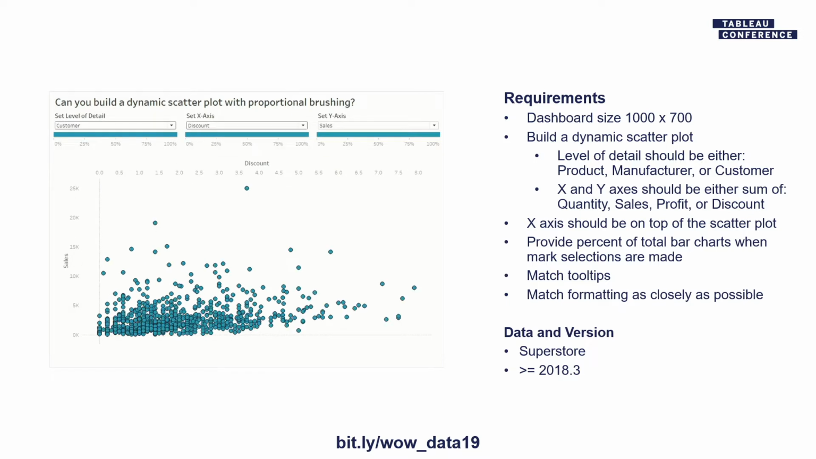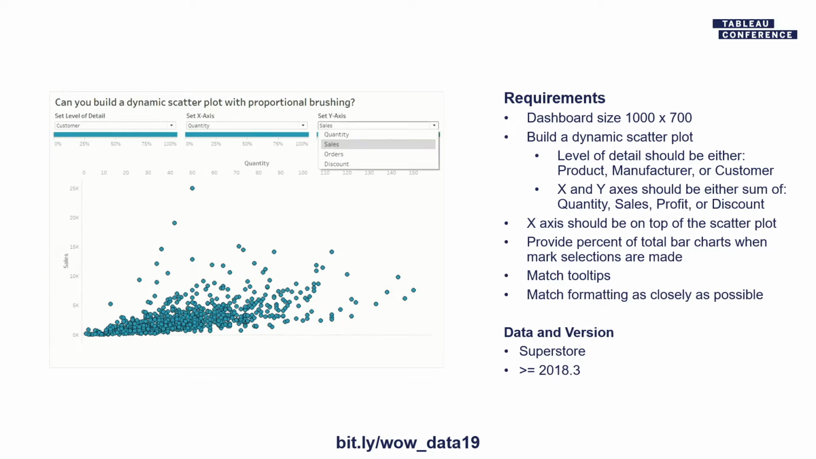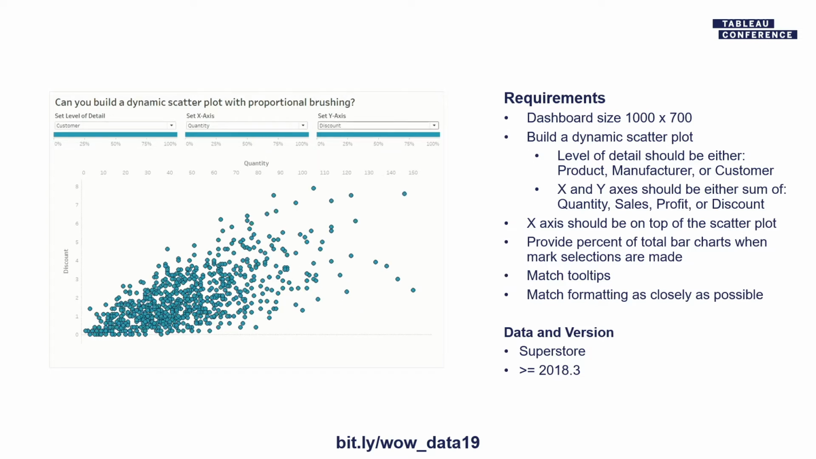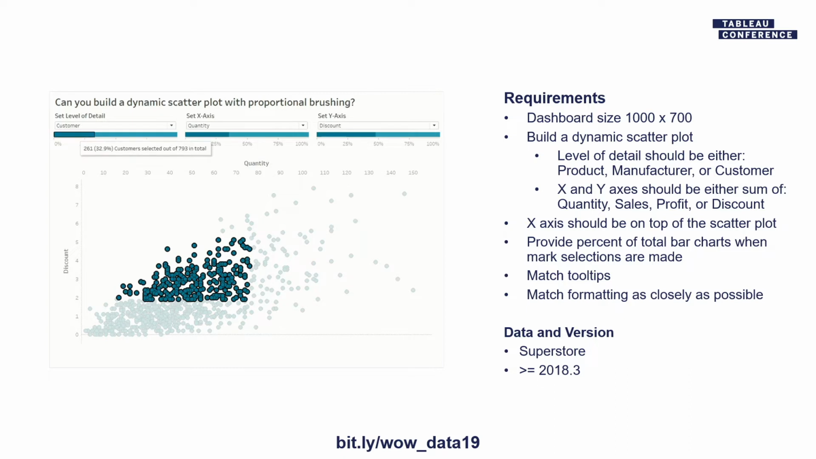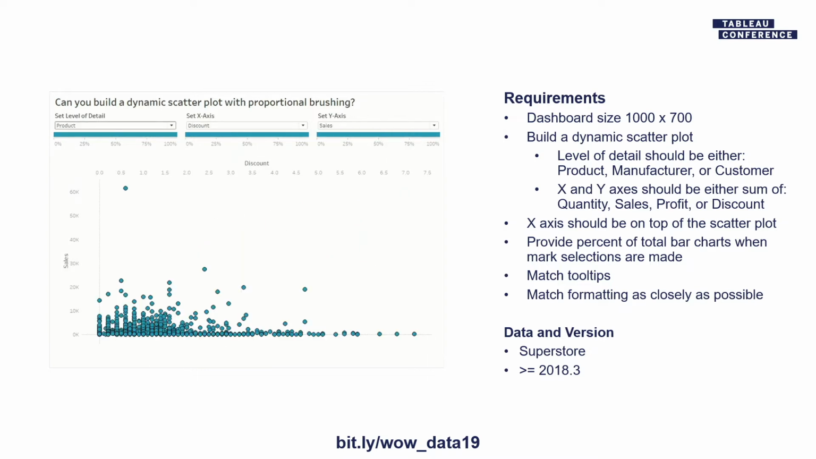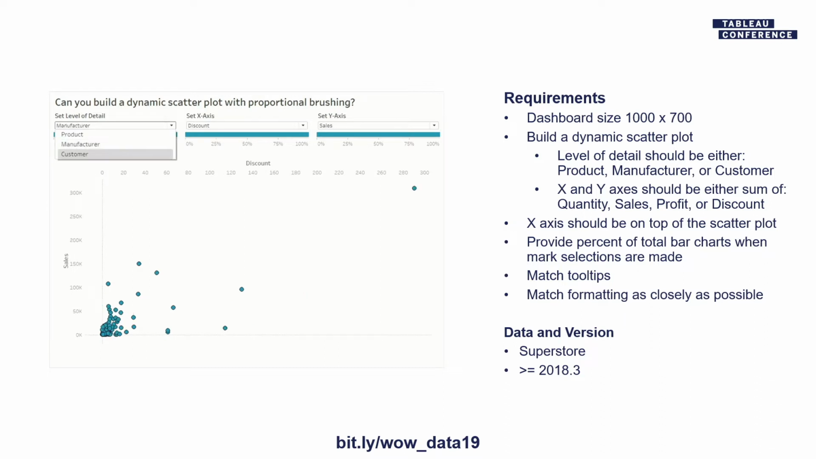Hopefully you can download the viz and check the tooltips. The tooltips are important. I didn't really show them on the screen here. Our link to the viz is down here. If you go to bit.ly/wow_data19, you'll go right to the Tableau Public viz. You can download it. You can just check the solution there if you're not feeling comfortable. Don't do that first. Use it as a guide, right? You can open that viz and see how it works there.